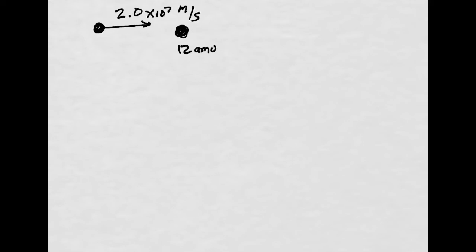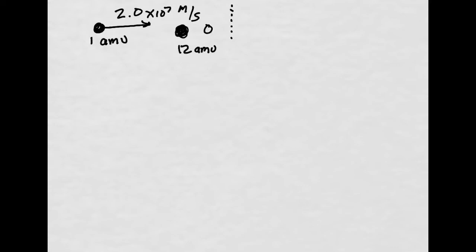So in this problem, we have a proton that is traveling to the right at 2.0 times 10 to the 7 meters per second. It has a head-on, perfectly elastic collision with a carbon atom that is initially at rest. So we have our carbon atom here, initially at rest. It has a mass that is 12 times atomic mass unit. This guy has a mass of 1 atomic mass unit. And this guy originally has a velocity of 0.